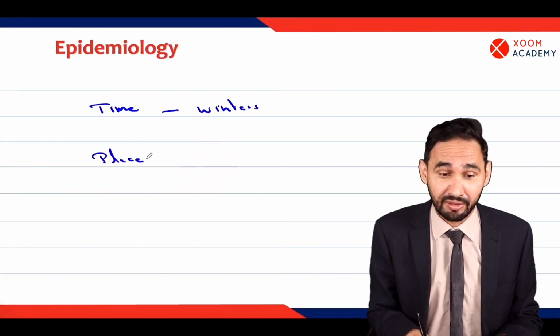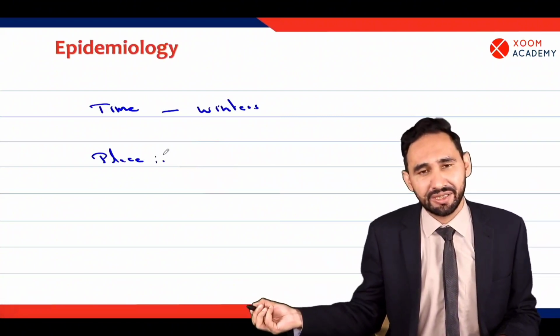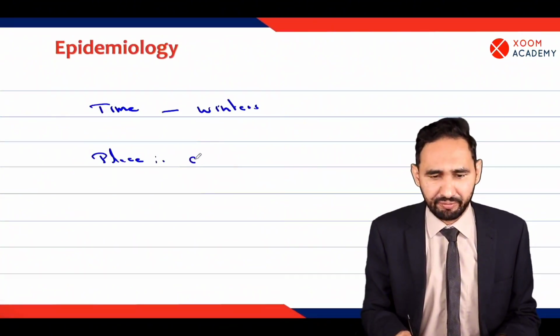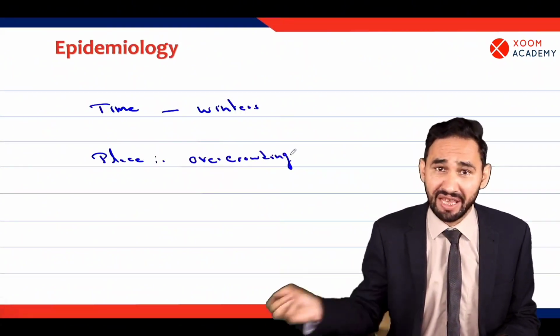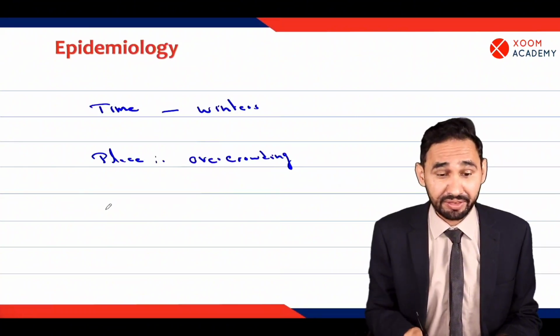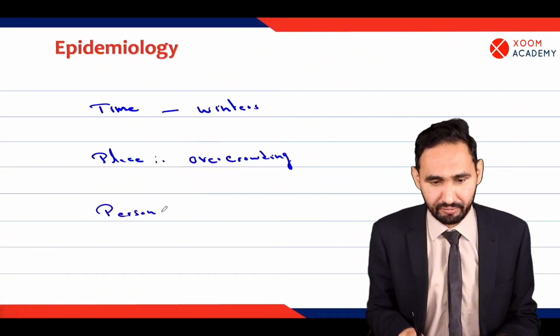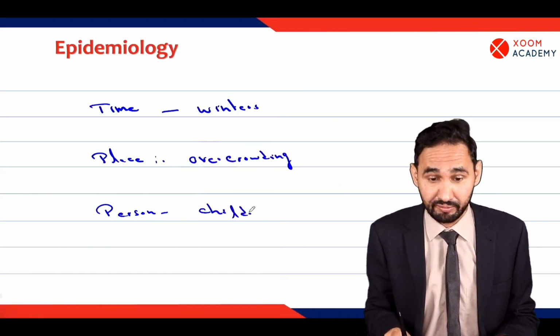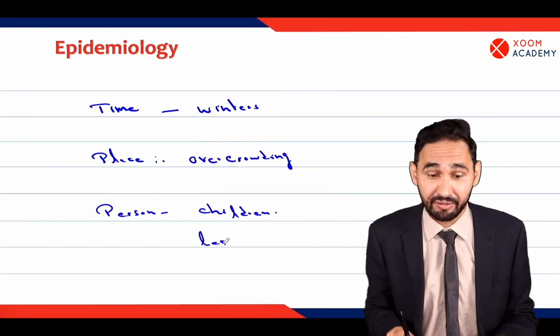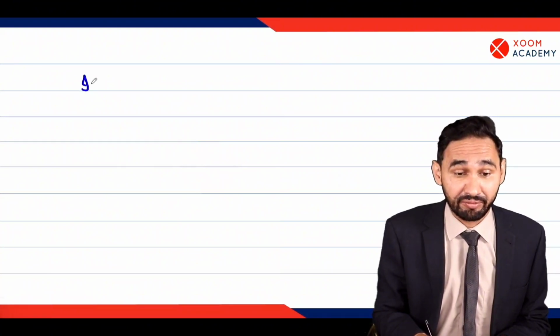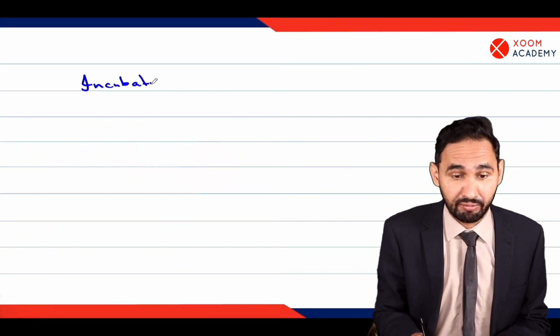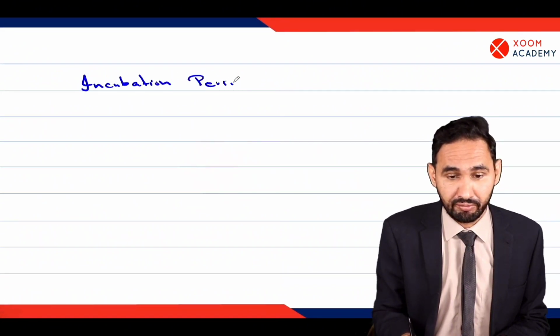Where? Like all other respiratory diseases, it is common in overcrowded places. The place: overcrowding, urban slums, barracks. Person: children, especially less than 1 year. Incubation period is from 7 to 10 days. It's 7 to 10 days.